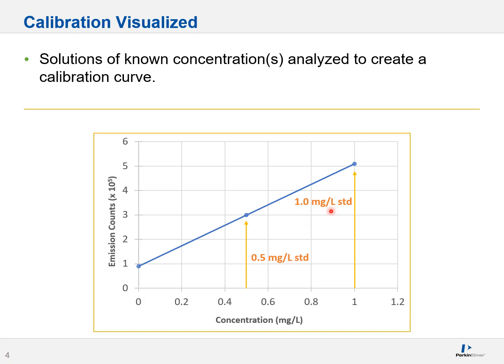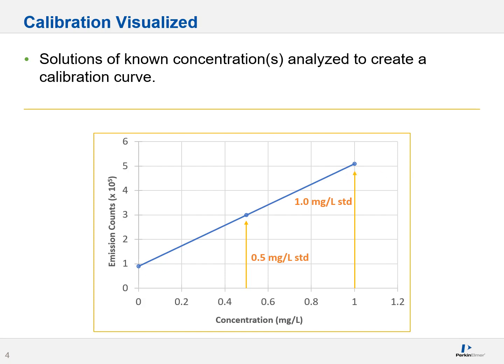Again, these are solutions that I have prepared. What happens then? Well, the blank gives me a certain amount of counts. The 0.5 milligram per liter standard gives me a higher amount of counts. Why? Well, we have more analyte in there, right? The 1.0 milligram per liter standard gives even more counts. Why? Well, we have even more analyte in there. As a result, the analytes are giving off more signal. Plot this information together and you have a calibration curve.